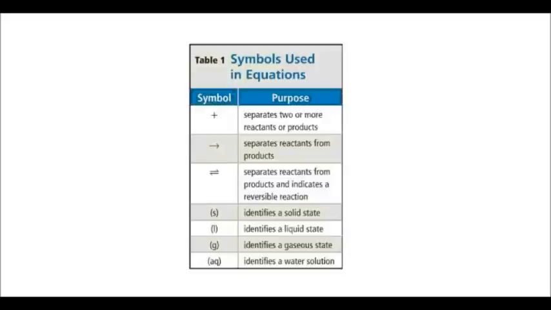So we should now be familiar with symbols that we use in a chemical reaction. A plus sign means we have more than one reactant or product. The arrow is important. It separates the reactants from the products. This is the indicator that a reaction has taken place. We're not going to worry about the double arrow yet. And then we have our phases: solid, liquid, gas. And then aqueous, (aq), remember, identifies a water solution.